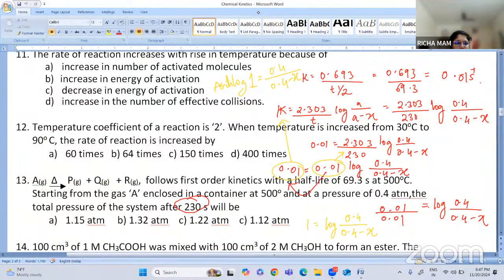Are these steps clear up to here? Any doubts up to here? Is it clear?